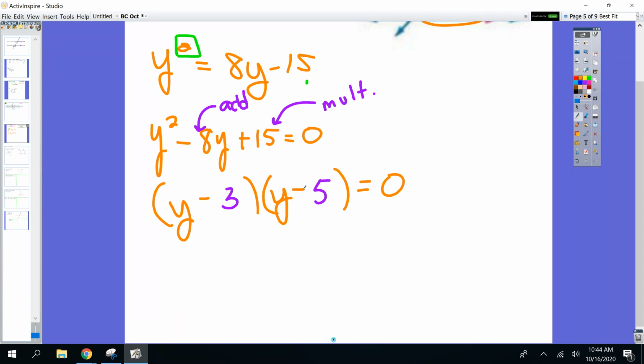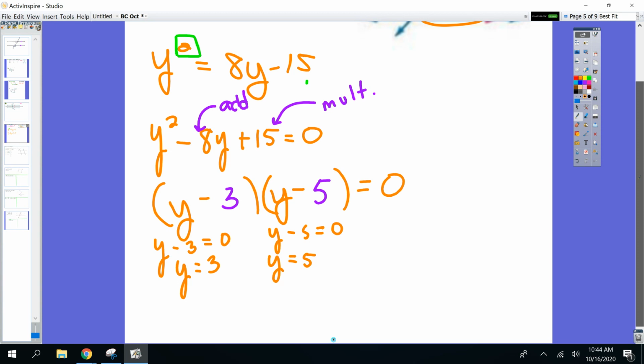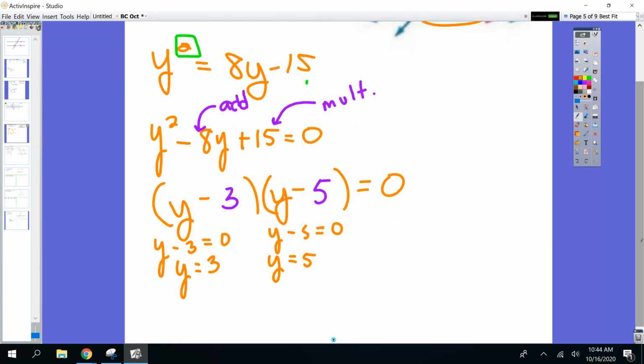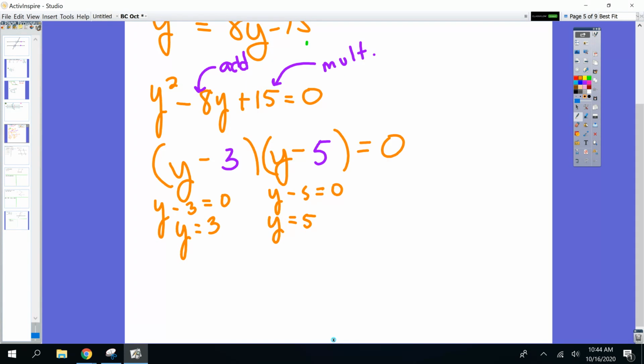From here, you guys remember setting it equal to 0 and solving? So you have two y values here, correct? Two y values, y equals 3 and y equals 5. That's why 3 and 5 were both answers on the answer key. Everyone good so far there? There's a problem though. Your diagram also had what variable? X, right? Okay, so how do I find the x values?